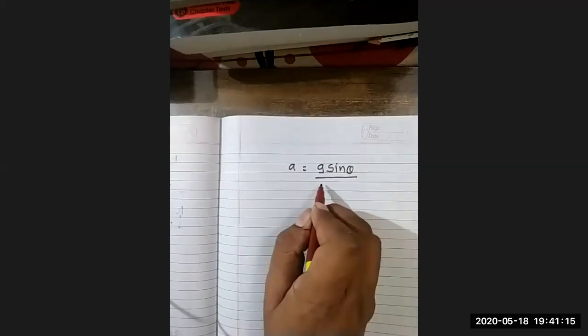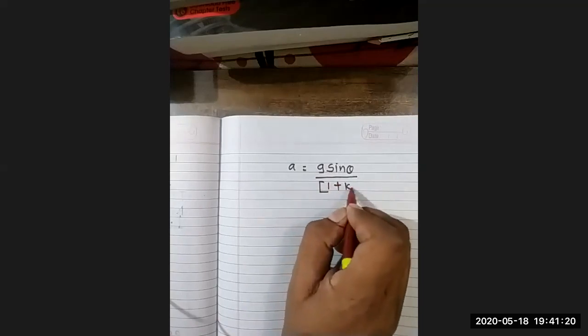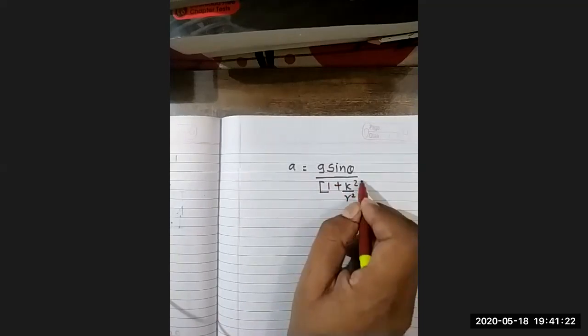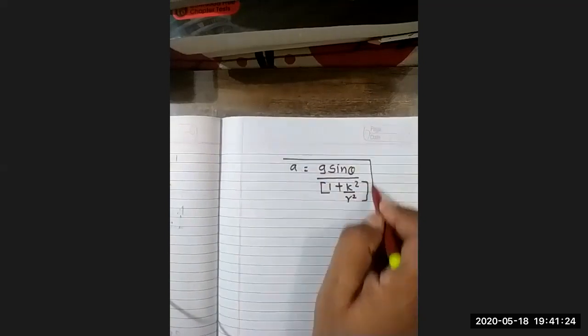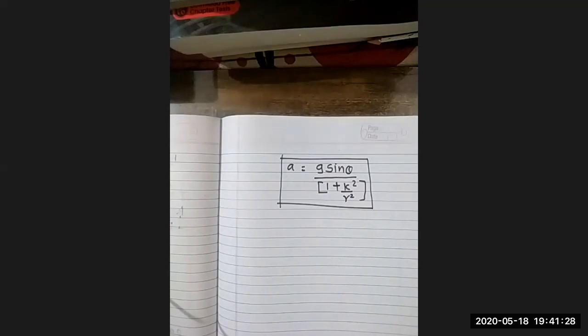So the final acceleration a will be equal to g into sine theta upon, in brackets, 1 plus k square upon r square. So this is nothing but the acceleration of the body on an inclined plane. This is a simple derivation, quite easy, we can say.